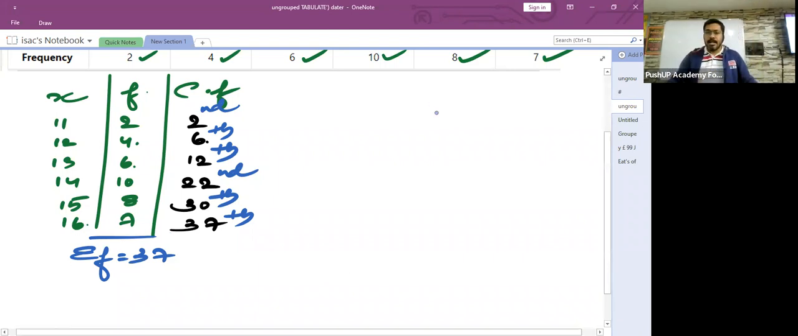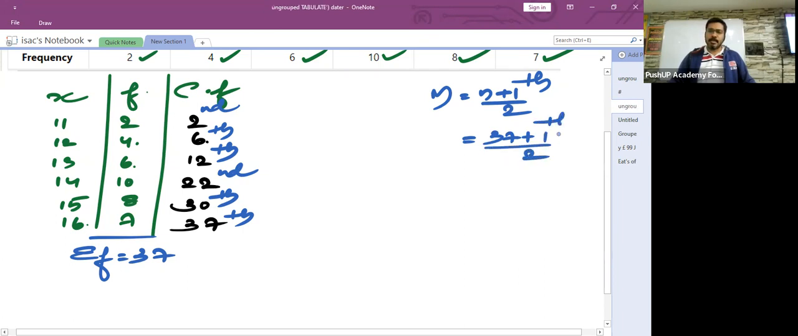Now children, let us find out what is going to be the median value. The median value will be what, children? N plus 1 by 2th term. Why? Because the number of observations is odd. So 37 plus 1 by 2th term, that is equal to 38 by 2, which is 19th term. Who said 16th term? 38 by 2 is how much? 19th term, isn't it? Yeah.